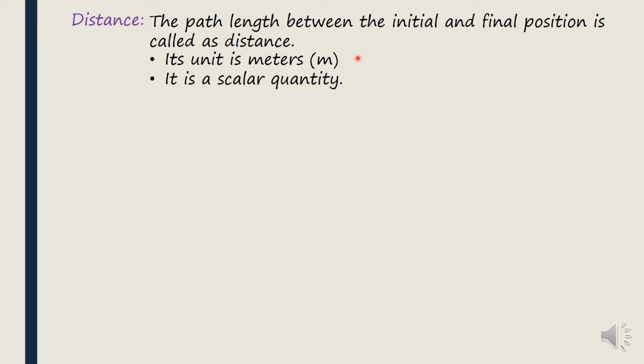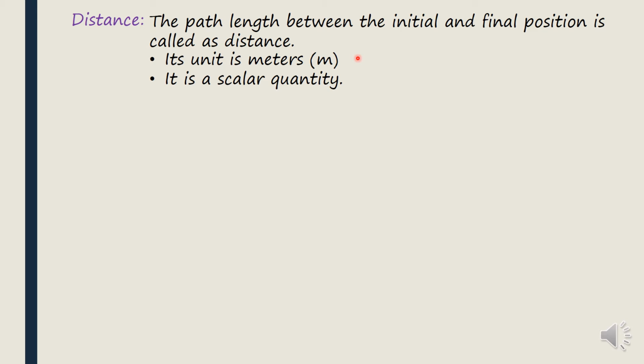Distance is a length and length is a physical quantity. The unit for length is meters. So the unit of distance is meters, which is denoted by m. It is a scalar quantity.